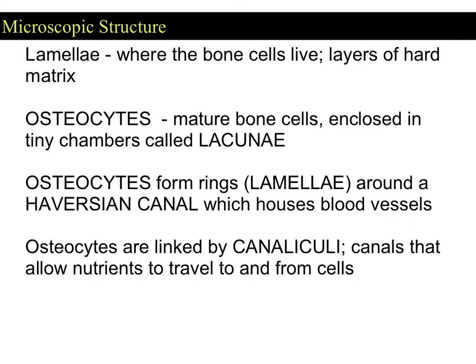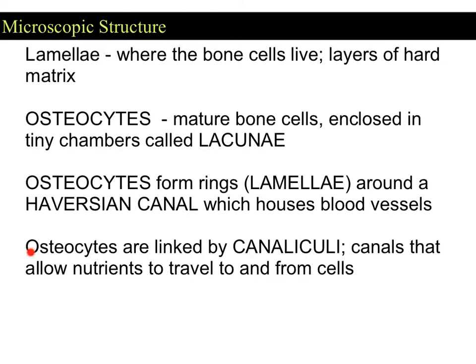Now your mature bone cells are called osteocytes. And they are enclosed in little chambers called lacunae. Now, the lamellae are going to form layers around this central or Haversian canal. Now remember that I said Haversian canal, osteonic canal, central canal. They all mean the same thing. It's basically a passageway for blood vessels and nerves.